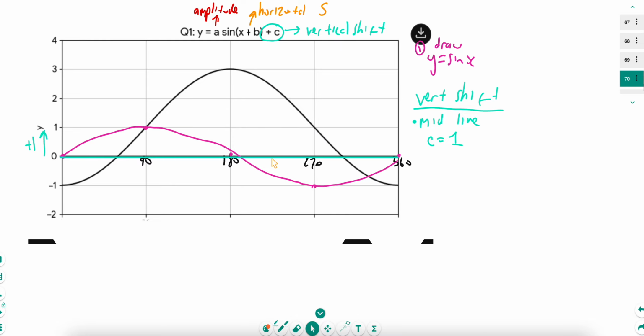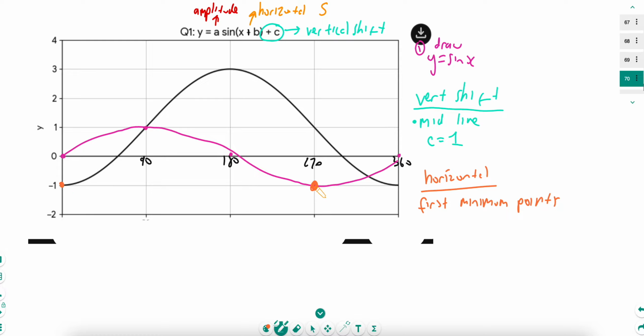Now let's do our horizontal shift. The change inside the bracket. What we're going to do is look for the first minimum point. We can find the first maximum points, but I prefer to find the first minimum points. The minimum point represents the lowest point on the graph. So for our regular sine graph, the lowest point is here. For this shape here, the first minimum point is over here. The lowest point on the graph is at -1, and it's the first -1 value.